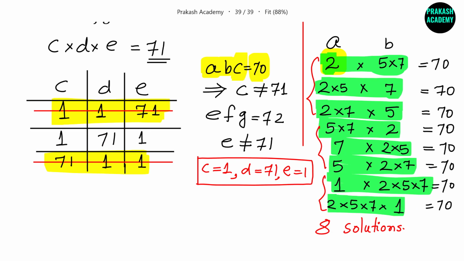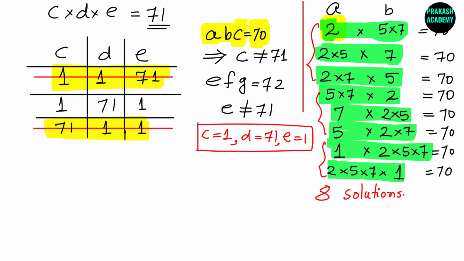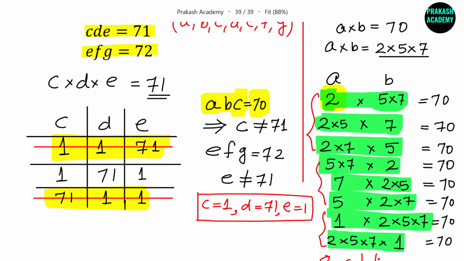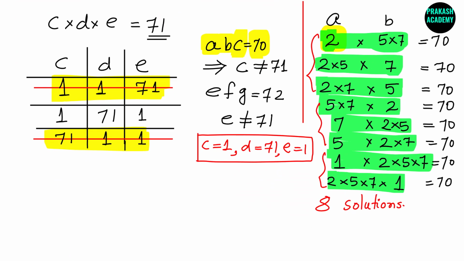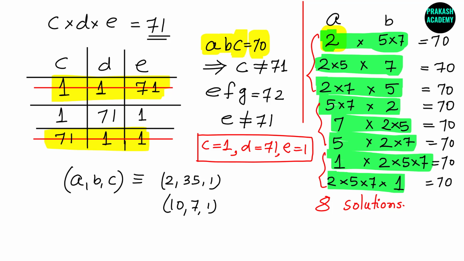What are these solutions? You know A and B, and C is already 1, because we have considered in this case C is 1. So for A, B, C, what will be the solution? I'm just writing a few. A, B, C will be 2, 35, 1. C is always 1. Or you can have 10, 7, 1, or 14, 5, 1.